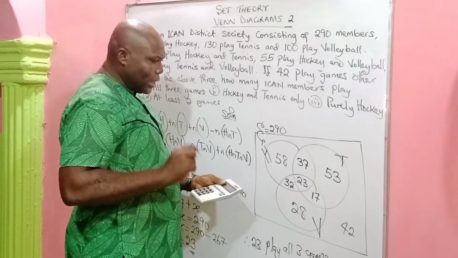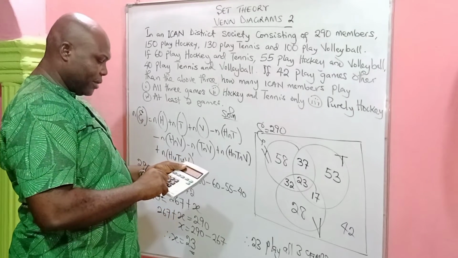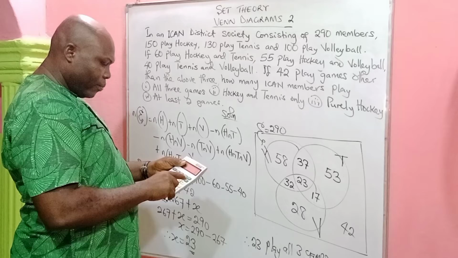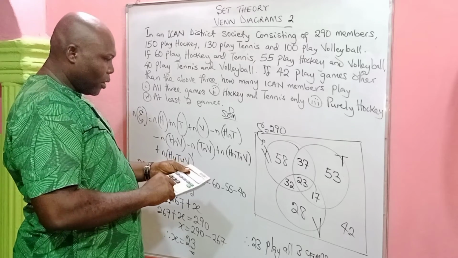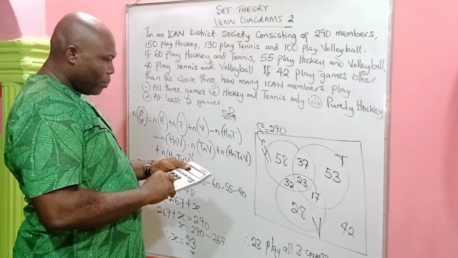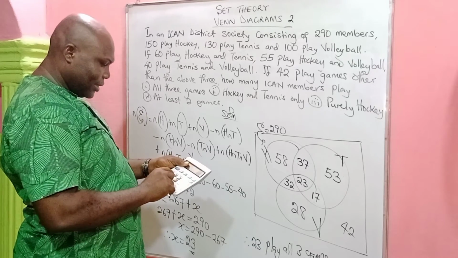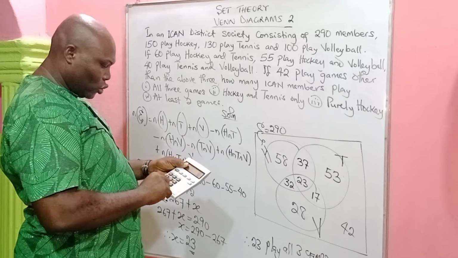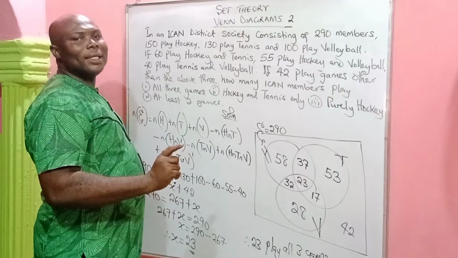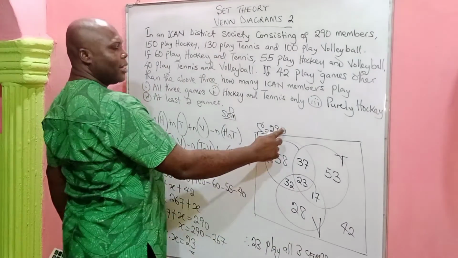58 plus 53 plus 28 plus 32 plus 17 plus 37 plus 23 plus 42. That gives 290. So everything you add here must give you back the universal set. That makes you know that what you have is actually correct. Therefore, 23 play all three games.